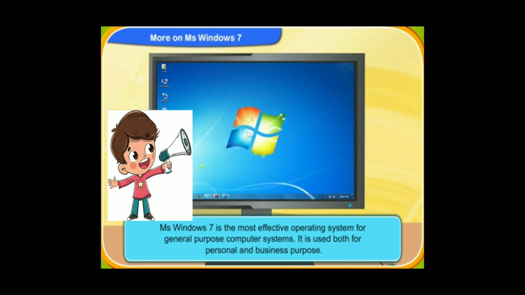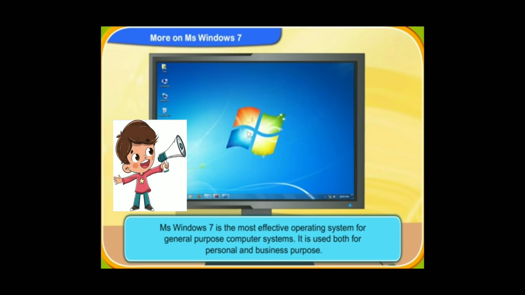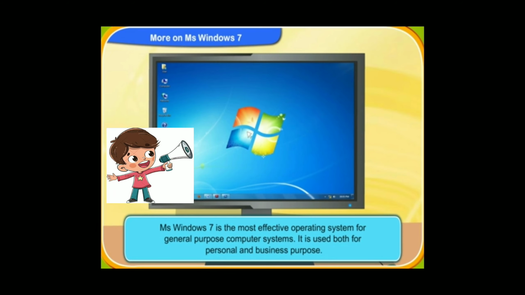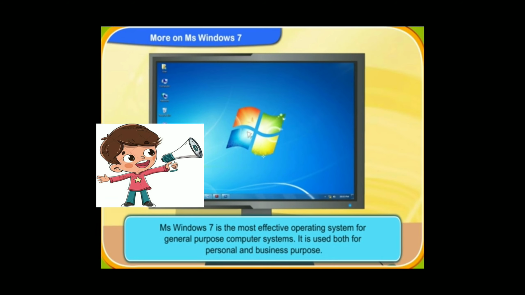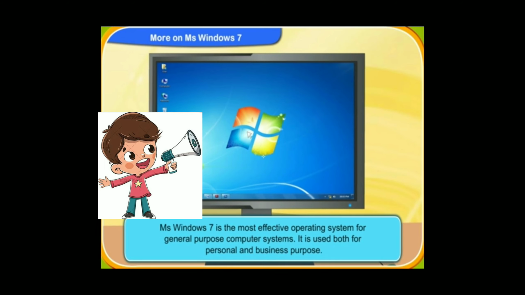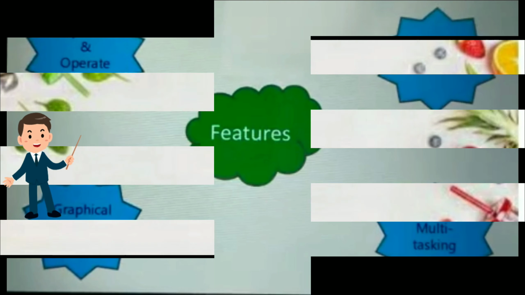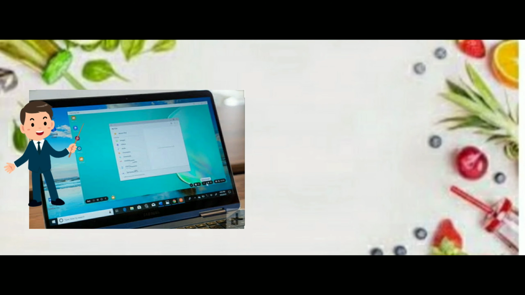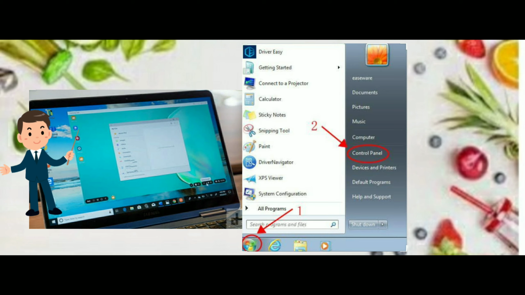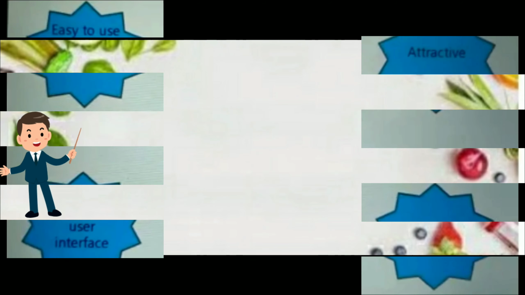It is used for both personal and business, and especially we all are using it at our home, in our school and almost everywhere. There are different features of the Windows 7 operating system. The first is it is easy to use and operate. It is very easy, and just by clicking the start button, we can perform all the operations in Windows 7.